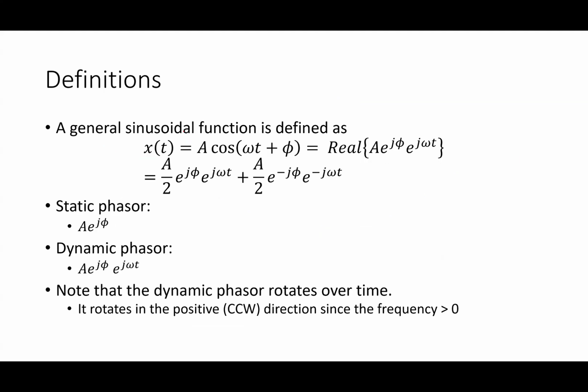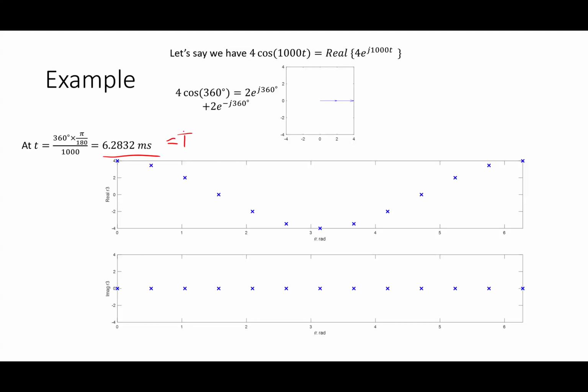If I told you in general, all right, if I had 4 cosine 1000t, let me write it this way. If I have 4e to the j 1000t, that's equal to 4 cosine 1000t plus j times 4 sine 1000t. Okay.